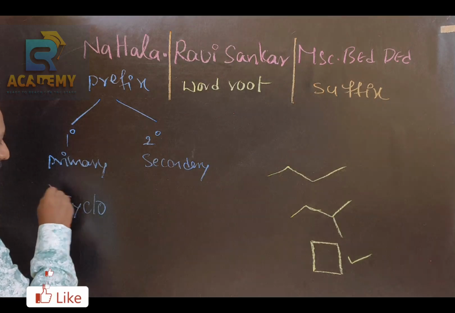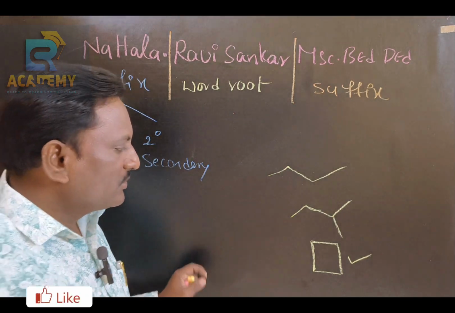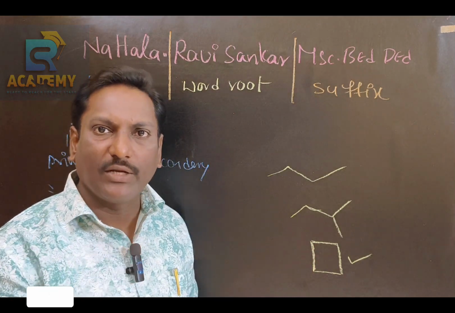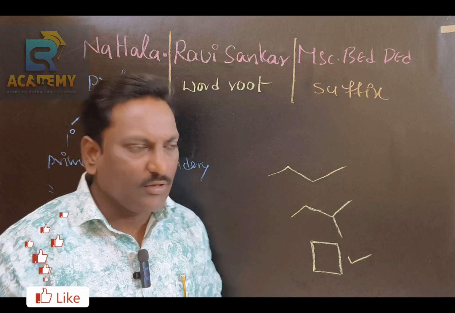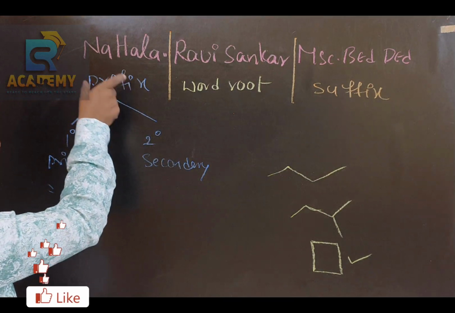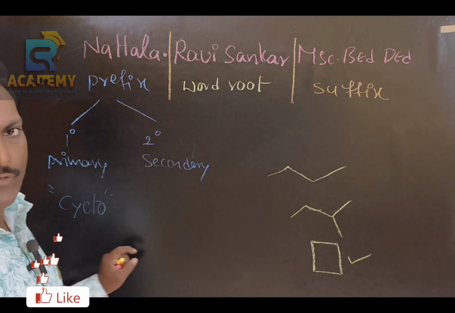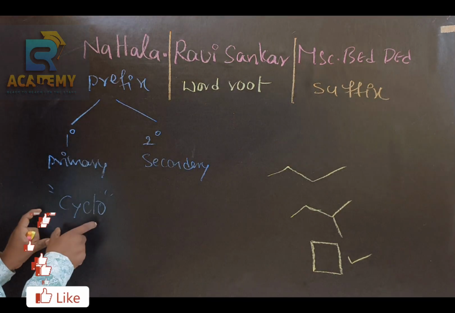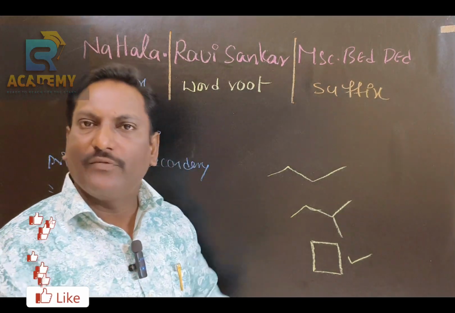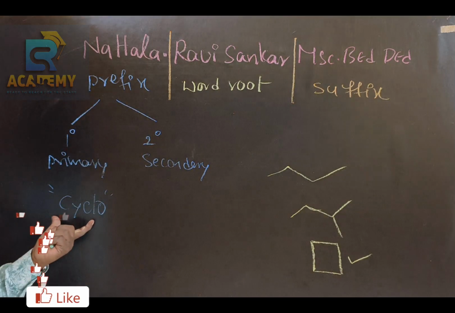Cyclo. Otherwise, no need to use primary prefix. So in case of cyclic compounds, we should use the word cyclo while naming the organic compound. Is it clear? Prefix can be classified into two types: primary prefix and secondary prefix. Primary prefix tells us whether the given compound is cyclic or not. If it is a cyclic compound, we should use the word cyclo.